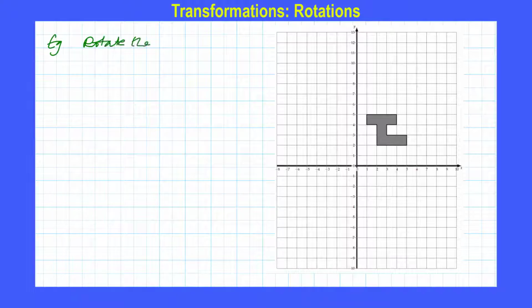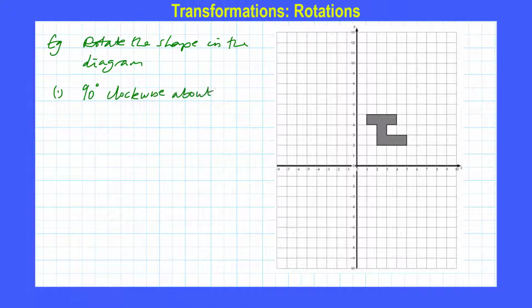So we're going to do 4 examples of rotations. We're going to rotate this shape in different directions, so 90 degrees clockwise and 90 degrees anti-clockwise. And we're going to do a couple of rotations of 180 degrees, and each time we're going to use different points about which we can rotate it. So the common one is the origin, 0, 0, and then I've just picked some other points that we can show how we do it.